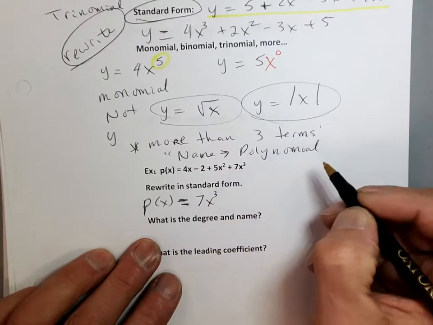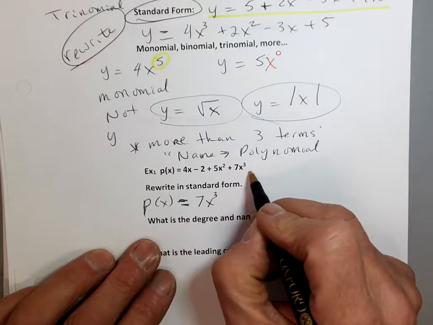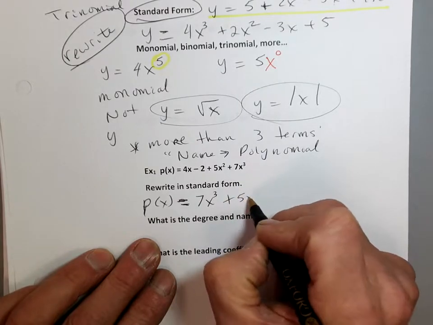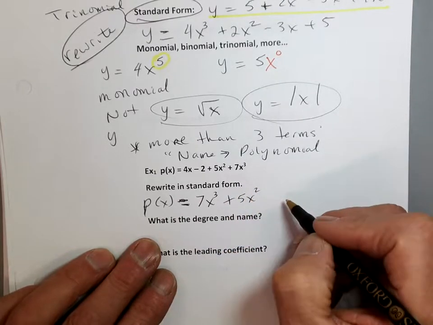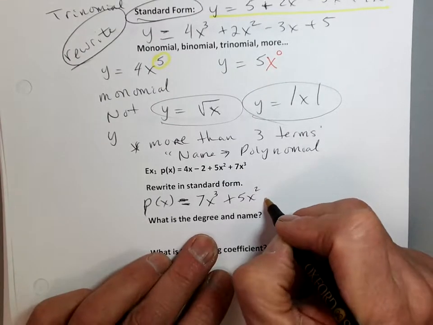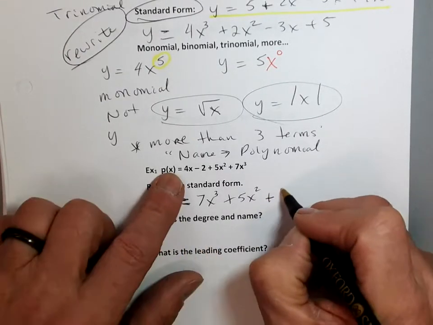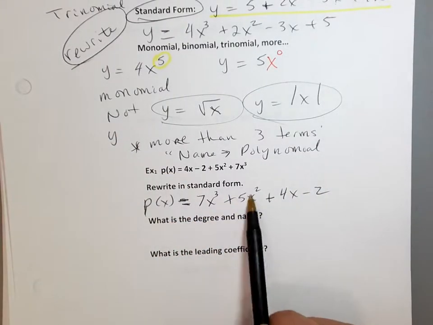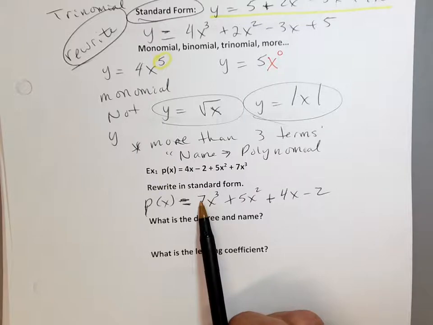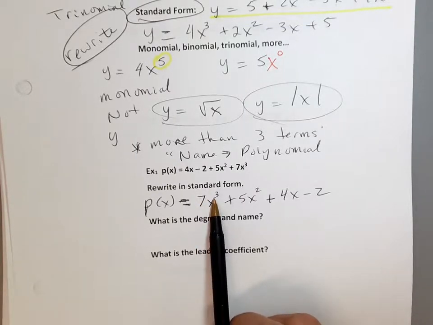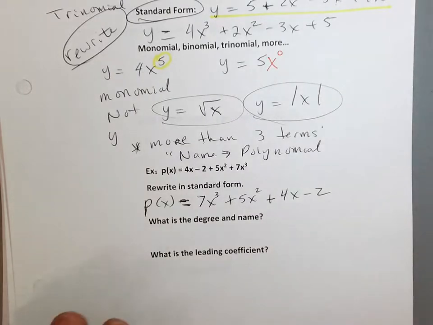7x cubed, biggest, right? The exponent, not the number, plus 5x squared. Going to get there. Good question. Plus 4x minus 2. Okay, everybody agree? Yep. Biggest exponent all the way down. Just because the 7's a big number does not matter. The 7 does not matter. It's an exponent, right? Good. Perfect, Caden. What's the degree? What's the degree of this thing?